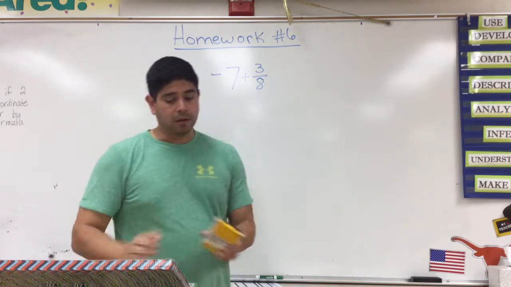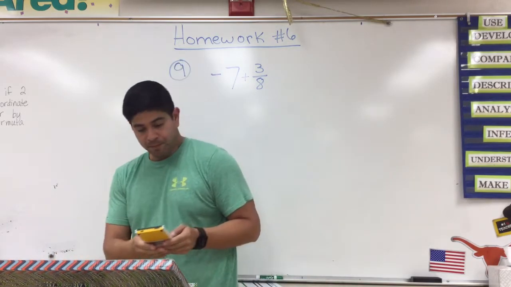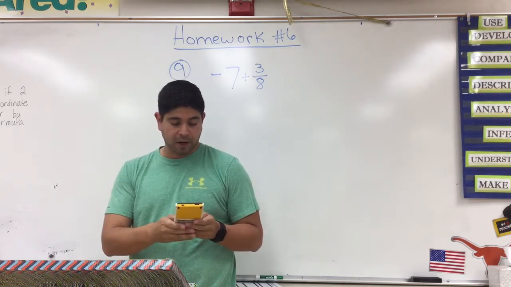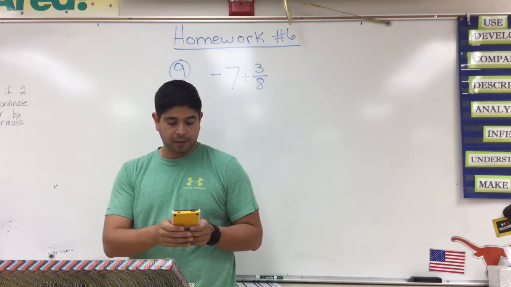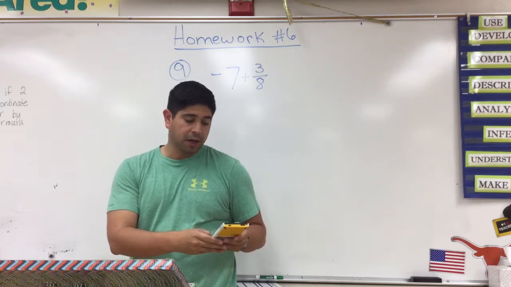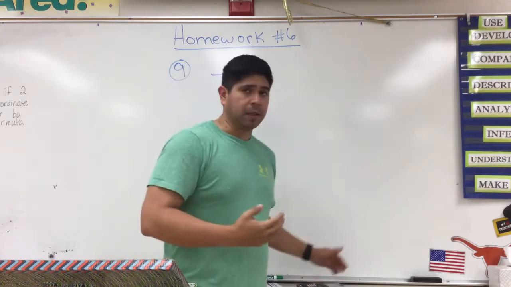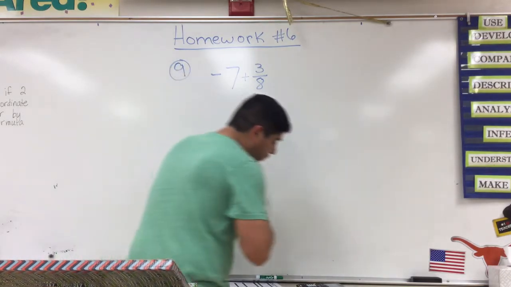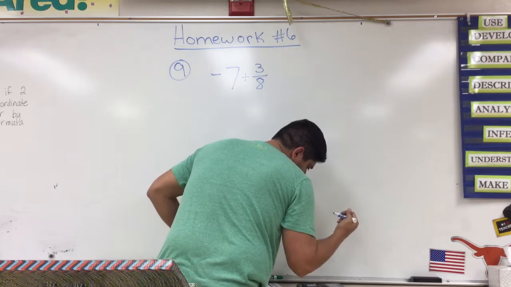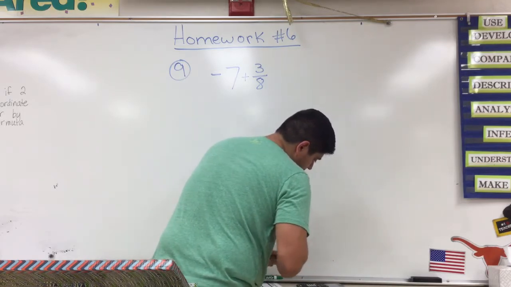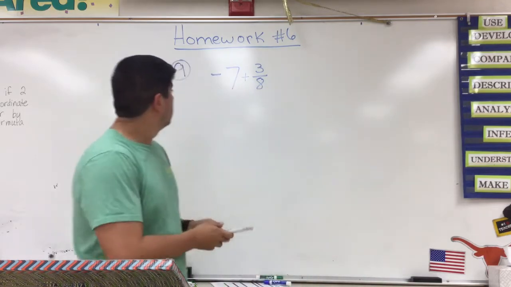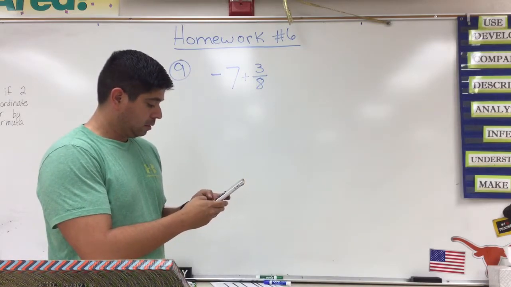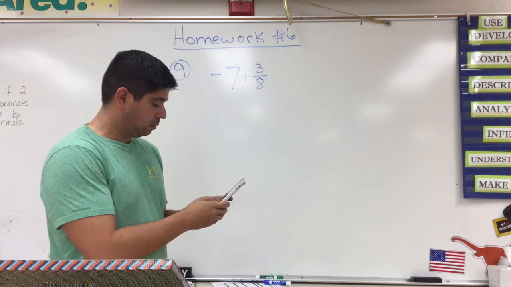Okay? So you get your calculator. Negative 7 plus control divide 3/8. Hit control enter. We gotta see what our decimal comes out to be because it's gonna be a decimal because we know it's a fraction there. So we have, wait a second. Negative 7 plus 3/8. Plus control divide 3/8.